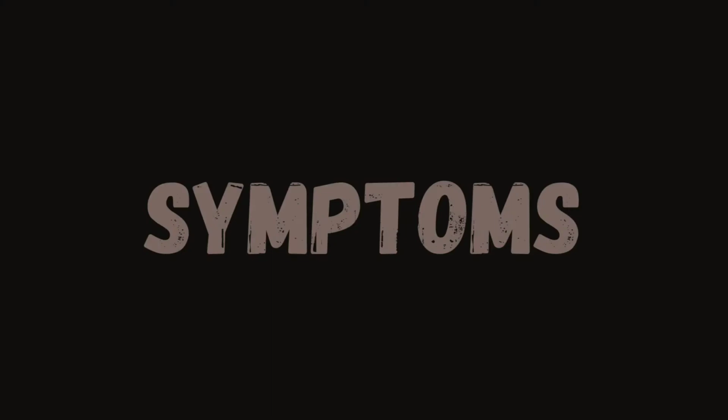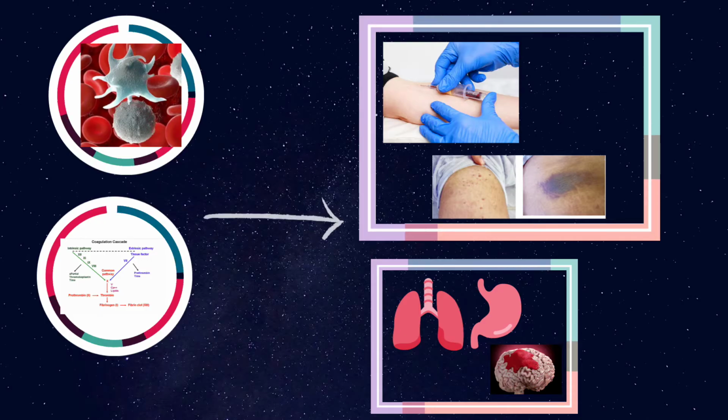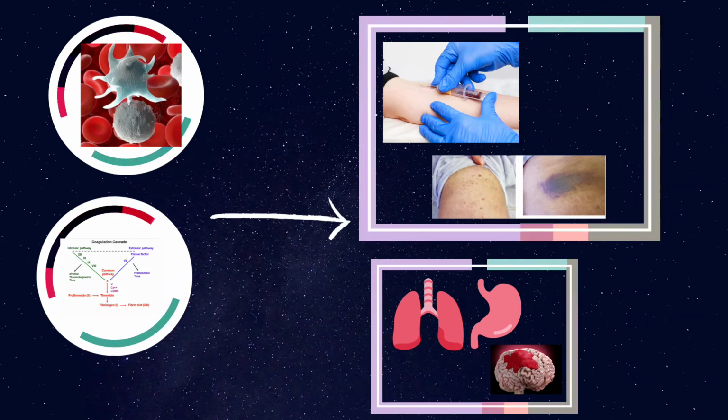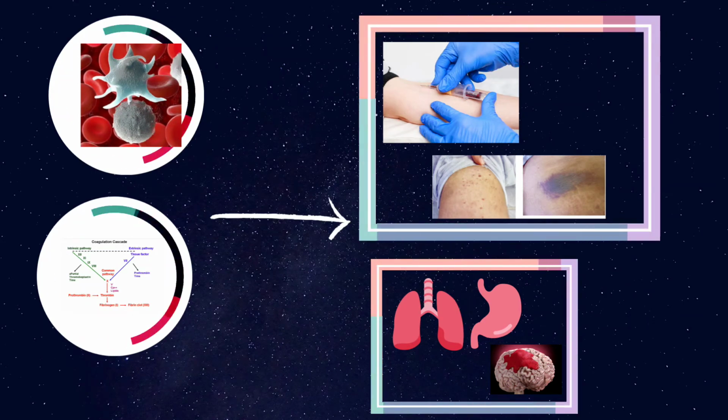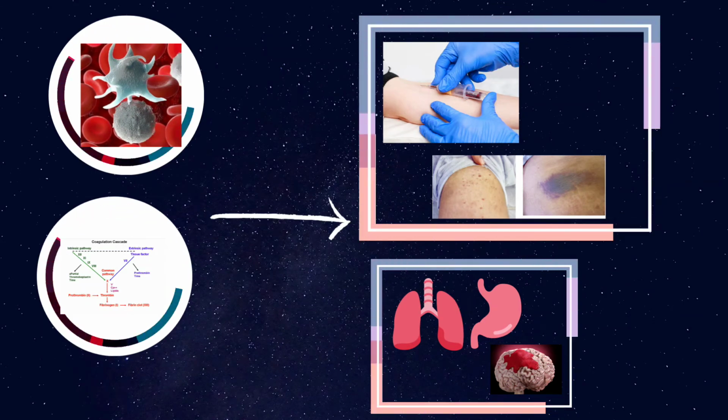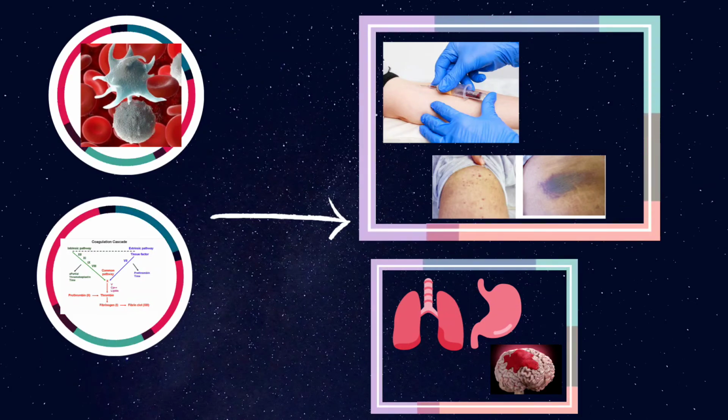The symptoms of DIC. Due to the consumptive coagulopathy, symptoms range from bleeding from venipuncture sites, petechiae, ecchymosis, to severe bleeding from GIT, lungs, or intracerebral bleeds.